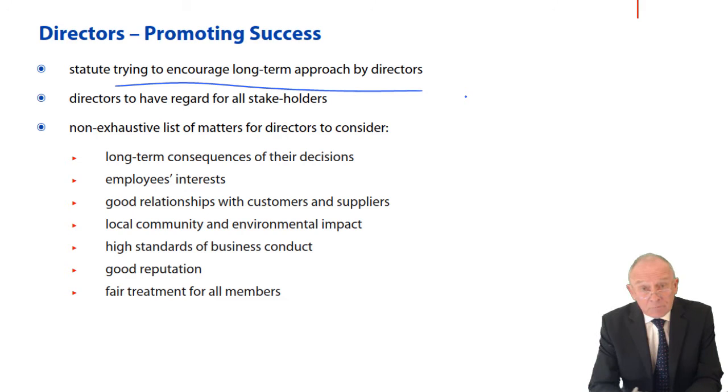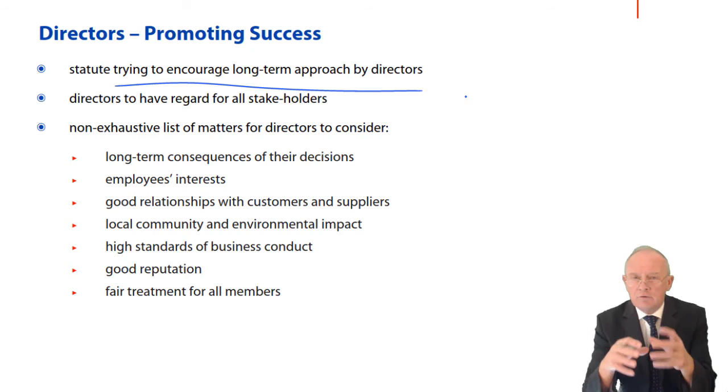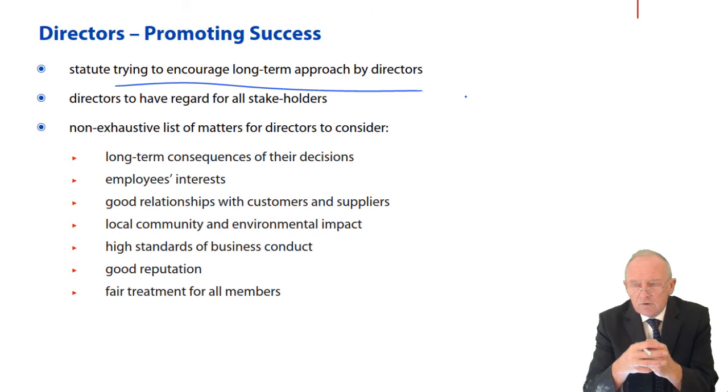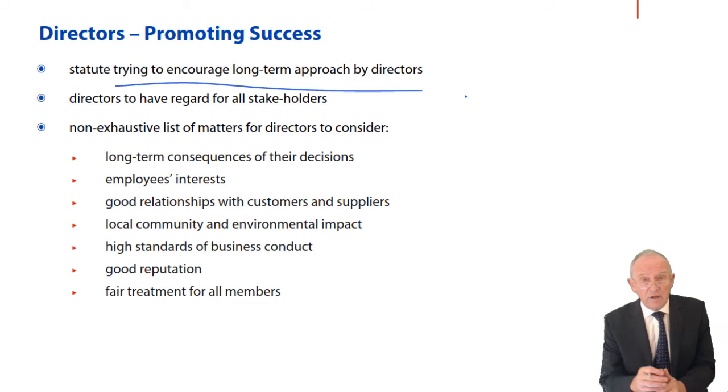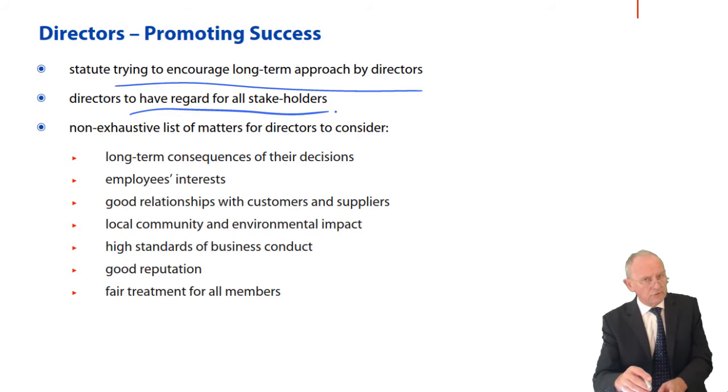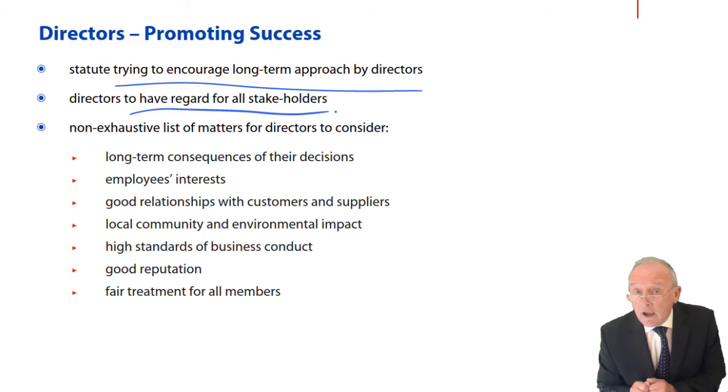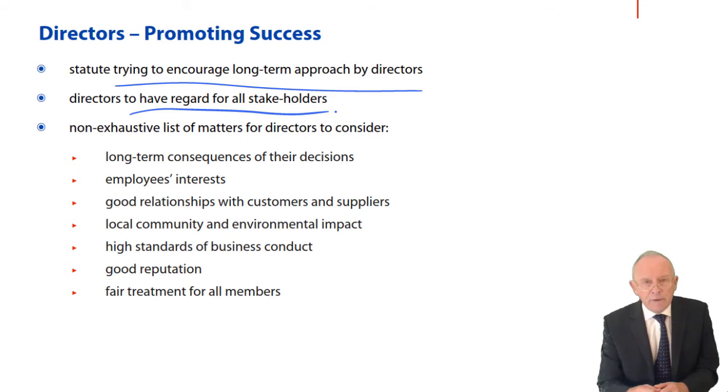So we're trying to ensure long-term success, Cadbury Code, combined corporate governance code, trying to promote the success of the company. And there are a number of things that the directors statutorily must do in order to try to promote this success. And here they are. Directors have regard for all stakeholders. The stakeholders is anybody that has any interest, direct or indirect, in the success or failure of the company. Think about that. We're all of us stakeholders in every company.